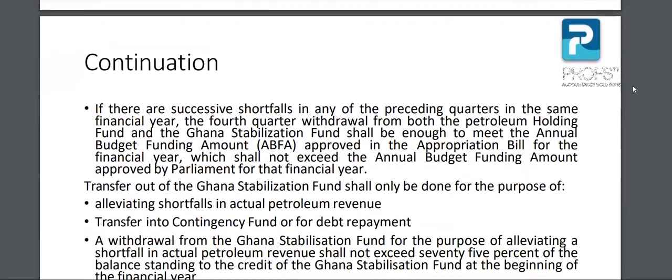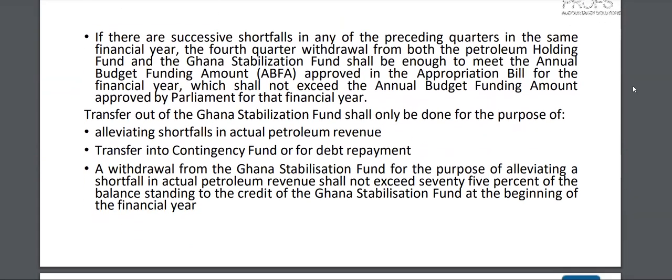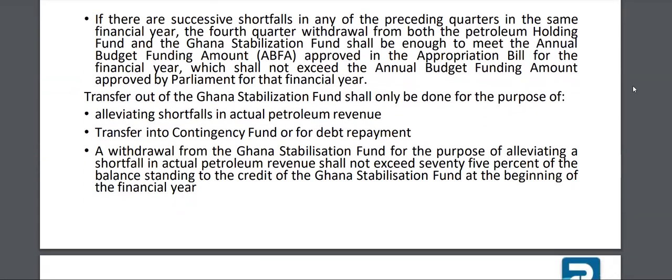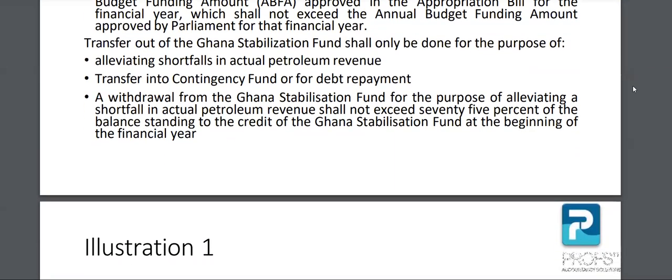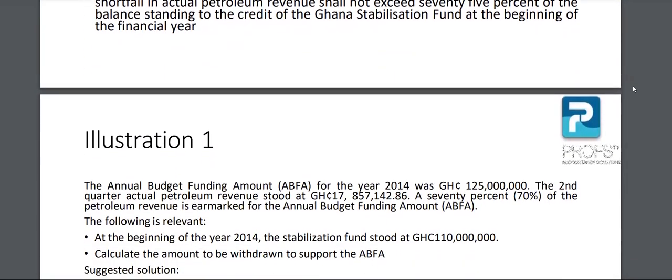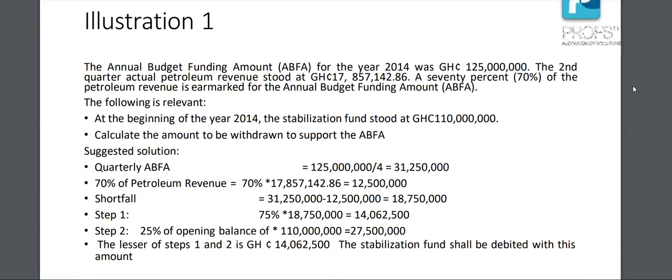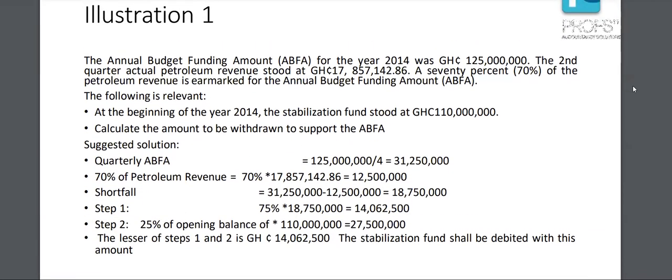So let's look at an illustration over here. But before that, the purpose of this fund, of course, is to alleviate shortfalls in the actual petroleum revenue, and then it can also be transferred into the contingency fund or for a debt repayment. So these are some of the uses of the stabilization fund. Let's take a look at the illustration over here.